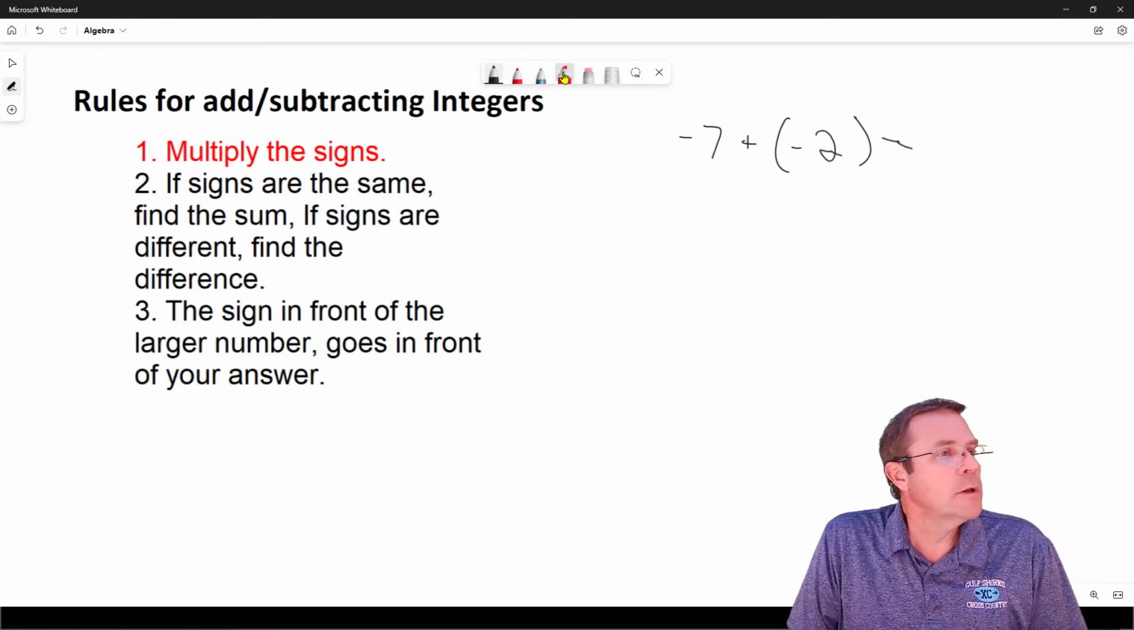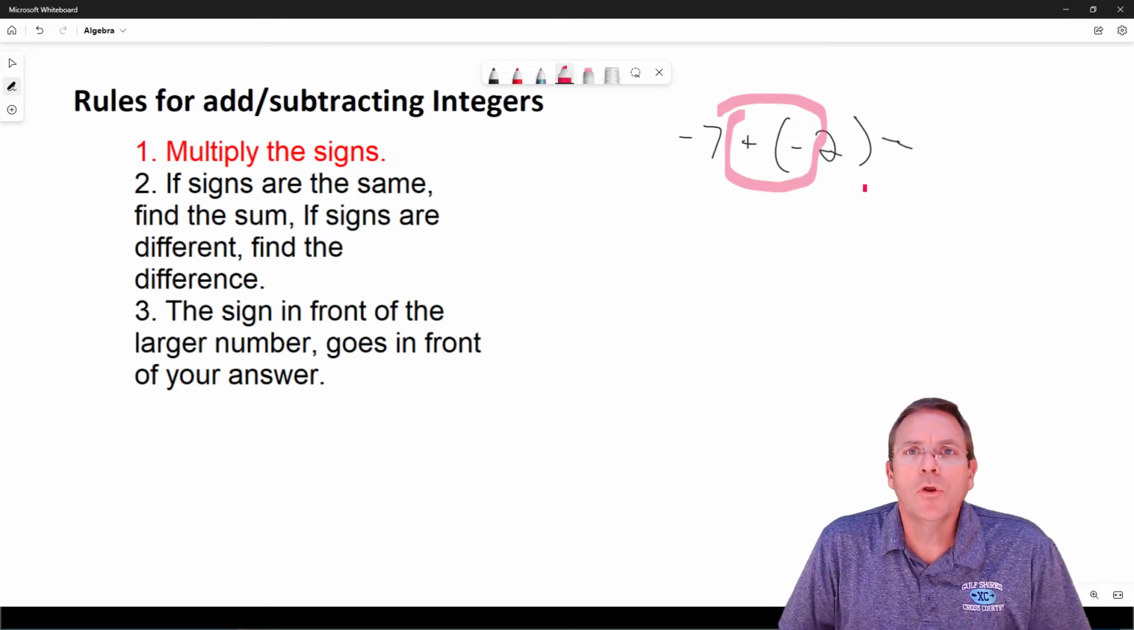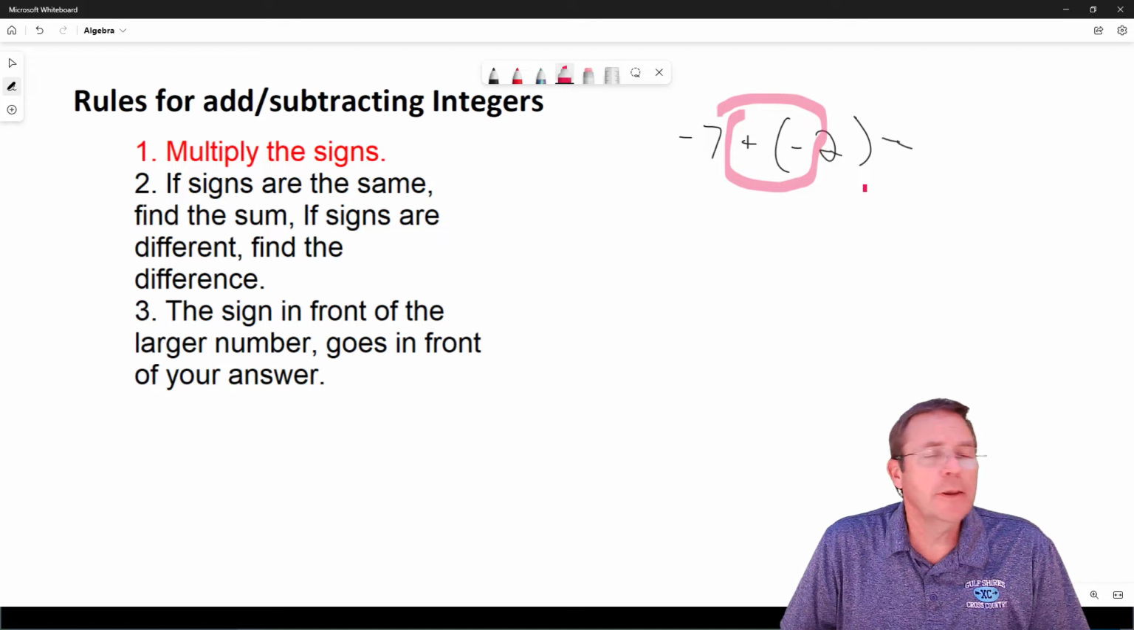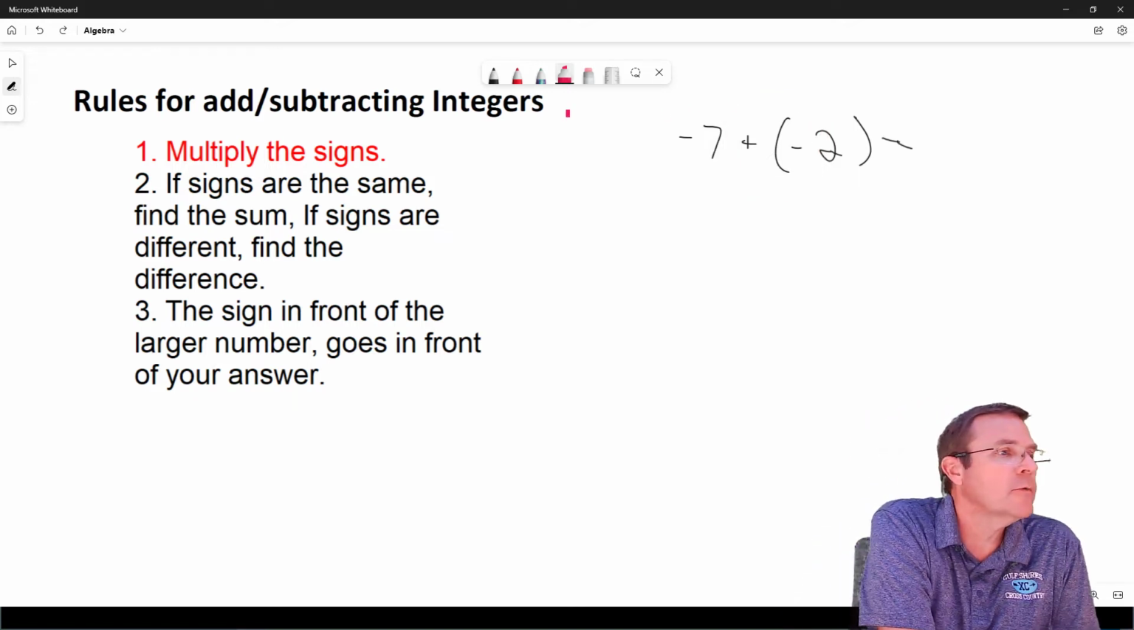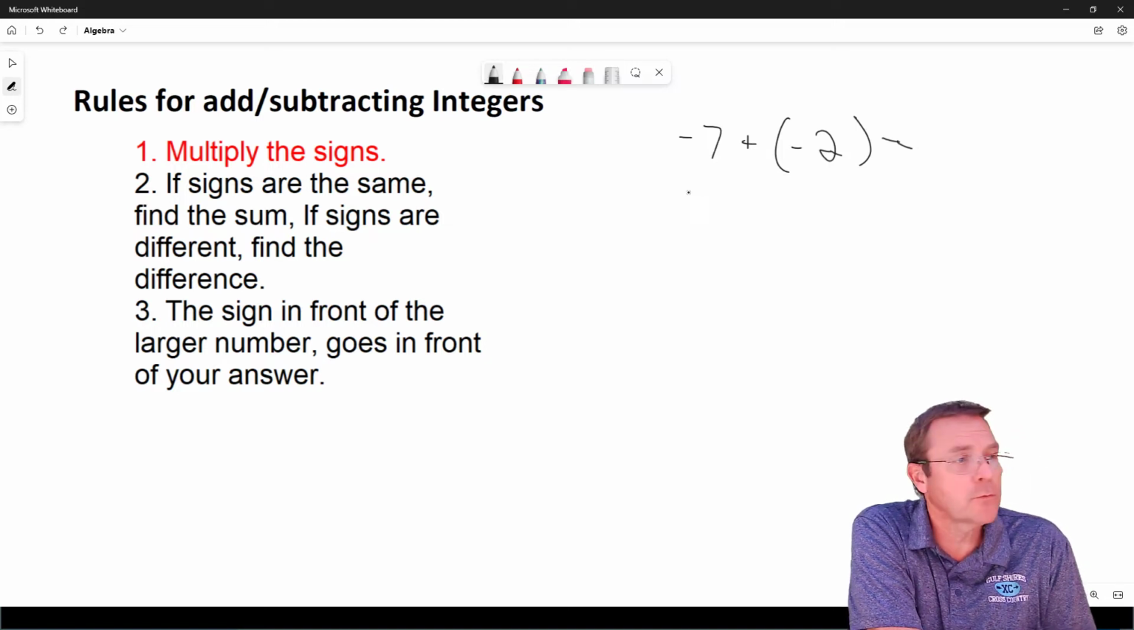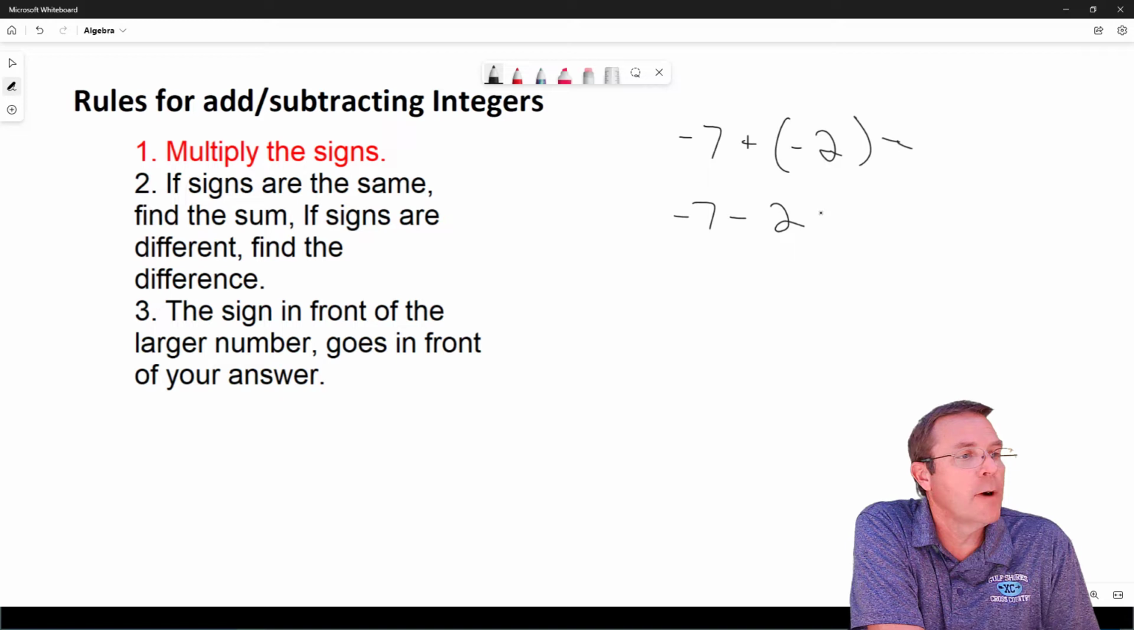And the only time we do that first rule is when you have a situation like that, where you have two signs that are side by side with each other. In this case, we have a positive and a negative that's side by side with each other, and a positive times a negative is, that's right, a negative. So now I'm going to get -7 minus 2.